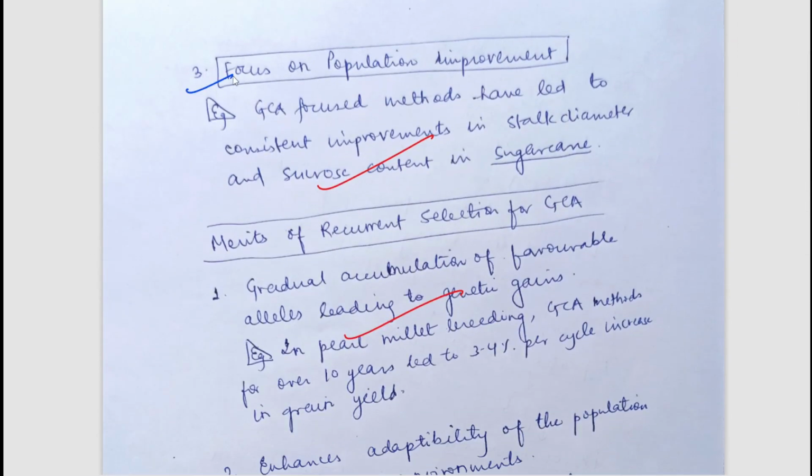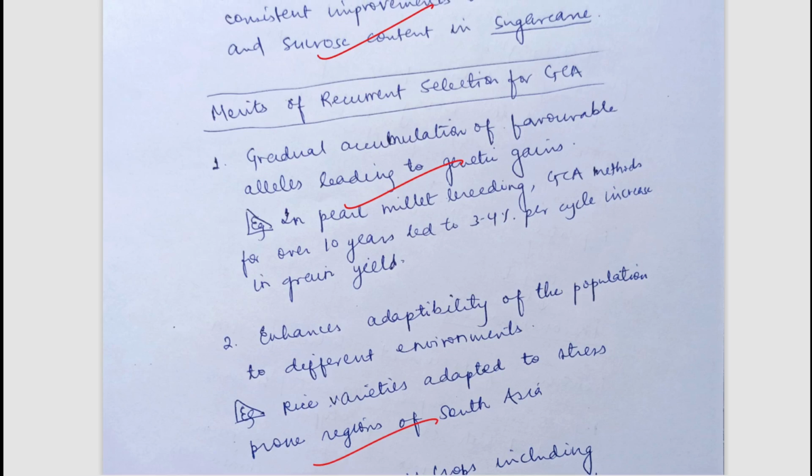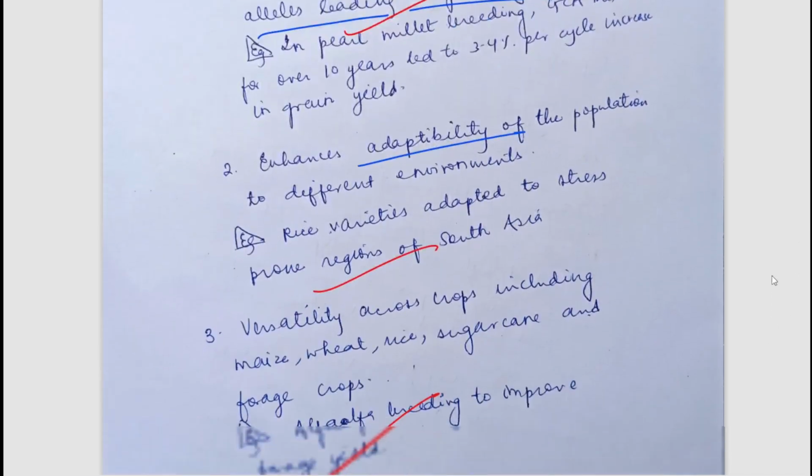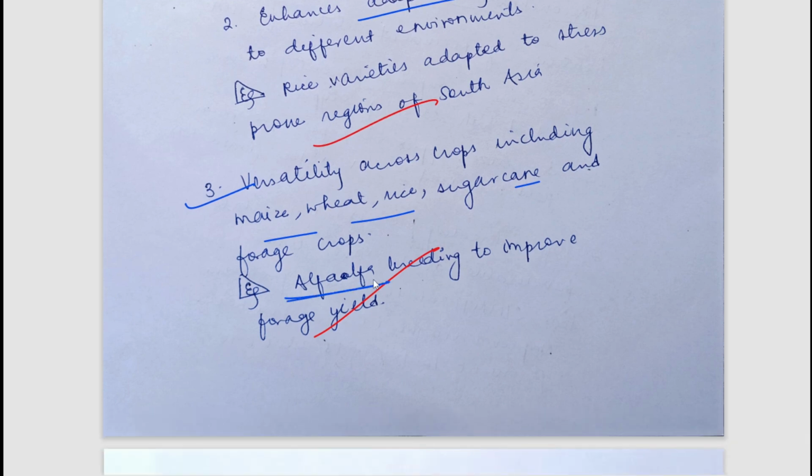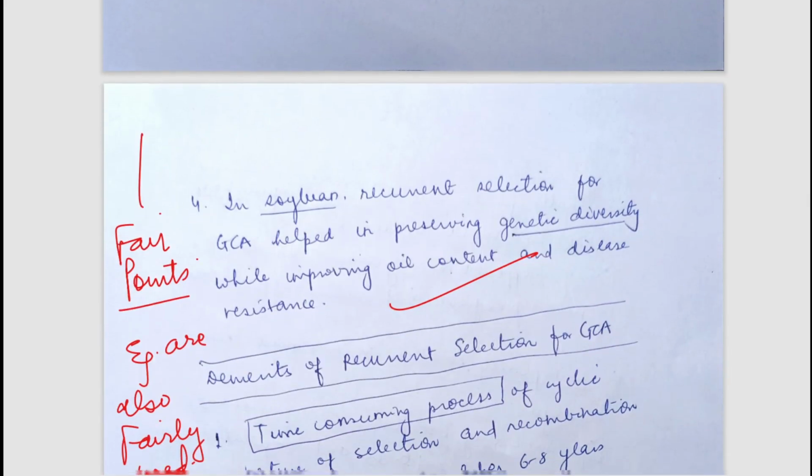Focus on population improvement. Now what are its merits? It will lead to gradual accumulation of favorable alleles leading to genetic gain. It will enhance adaptability of the population to different environments. It will enhance the genetic base of the population. It will enhance the versatility across crops, including various crops such as maize, wheat. So in these crops, it can be very helpful. It can also be helpful in alfalfa. So these are the merits that have been mentioned.